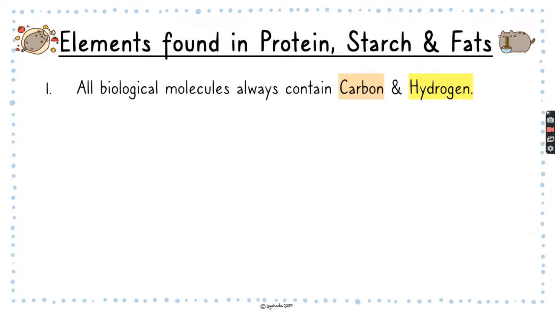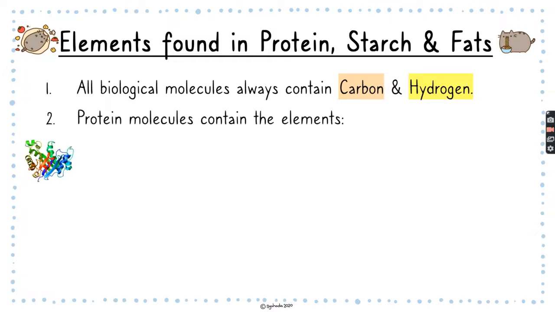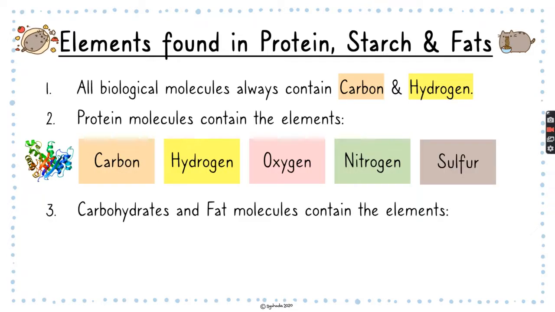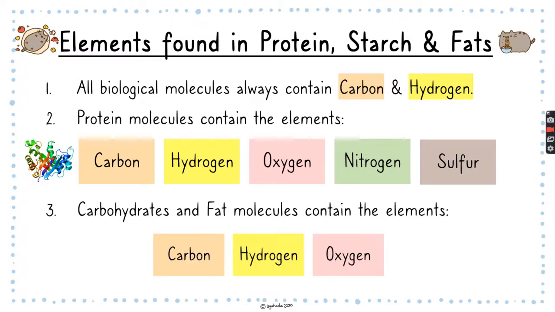Now that we have learned everything, we've learned about the elements found in protein, starch, and fat. All the biological molecules, remember that biological molecules are molecules that are found in living things, and they always contain carbon and hydrogen. Protein molecules contain the elements CHO and S, and that is carbon, hydrogen, oxygen, nitrogen, and sulfur. And carbohydrates and fat molecules contain these elements, carbon, hydrogen, and oxygen. However, the difference between carbohydrates and fat is that carbohydrates have the ratio of hydrogen and oxygen in 2:1, and fat has much more hydrogen than oxygen.